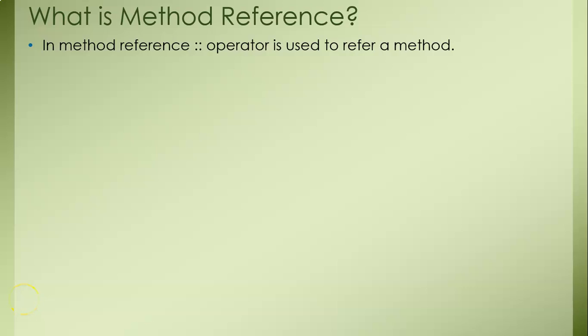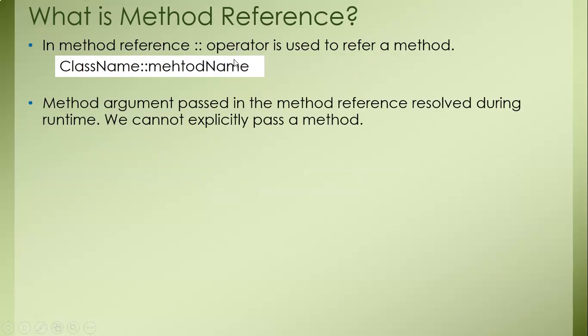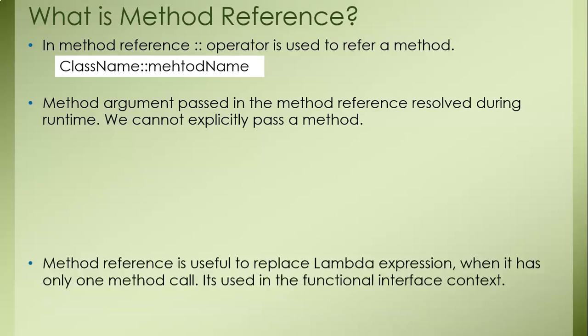Now we are going to learn the syntax of the method reference. In method reference, we use a double colon operator to refer to a method. So you can see we have first the class name or object name, and then double colon, and then the method name. Also, when we are invoking a method using a method reference, you see we haven't passed any argument in the method reference call. Java will decide the argument in the method reference by comparing the argument of the functional interface that the method reference implements.